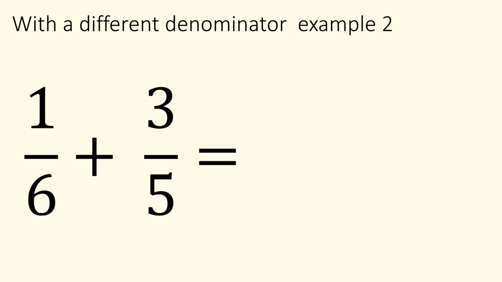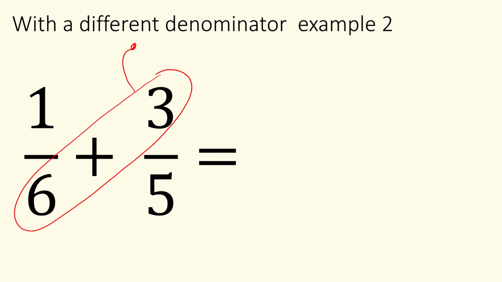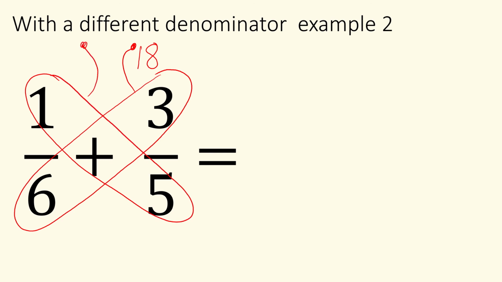Let's try another one. So 1/6 plus 3/5. I'm going to draw a pair of wings. I'm going to multiply 3 times 6 is 18. Draw another pair of wings. 1 times 5 is 5. Now we'll need a body. 6 times 5 is 30. And now I'm going to make up my fraction.